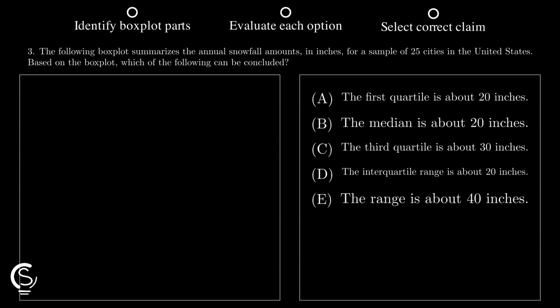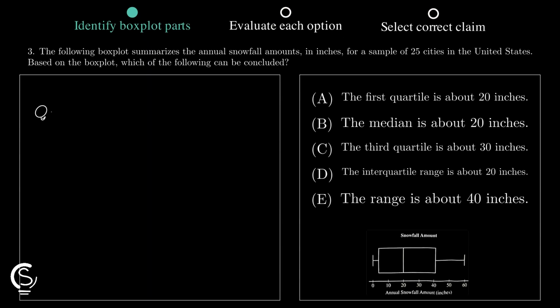First, map the boxplot components to the x-axis. The left whisker starts at 0, the box edges are at 5 and 40, and the median line sits exactly at 20.